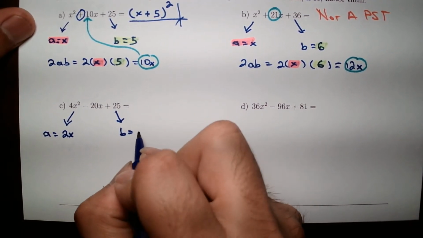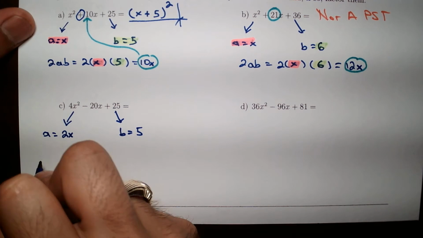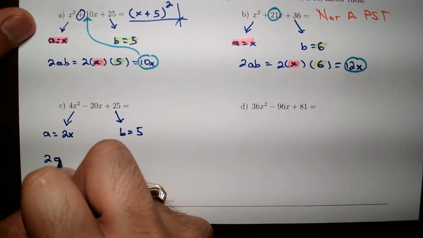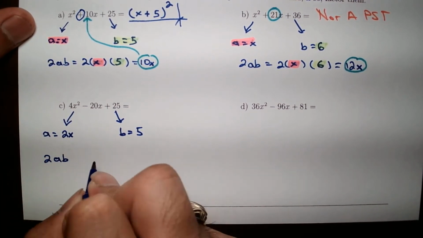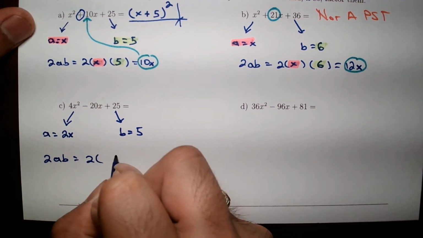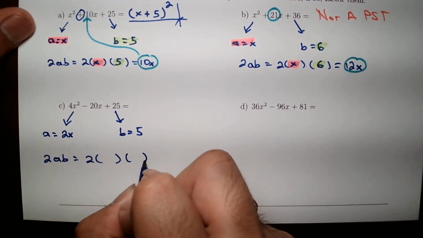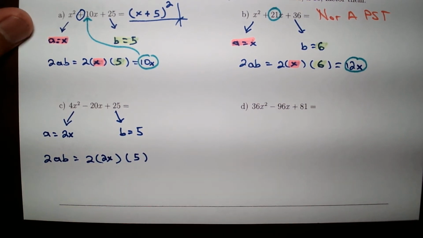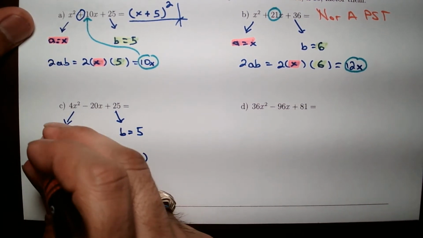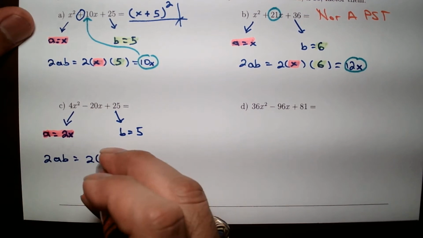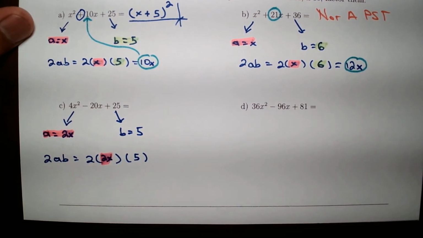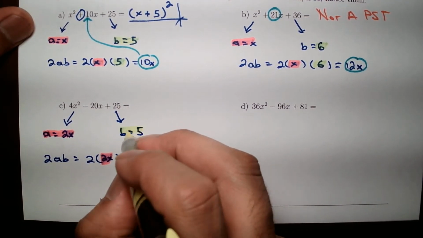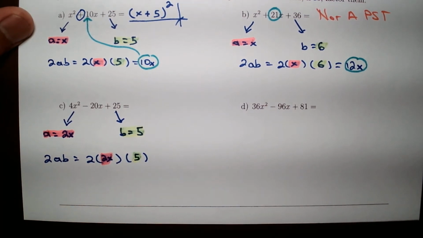The number whose square is 25 is 5. Now we need to multiply these two quantities, 2ab. So 2 times the quantity a, 2 times the quantity b: 5 and 2x. Let's again highlight them where they correspond, just so you can see what I am doing here.